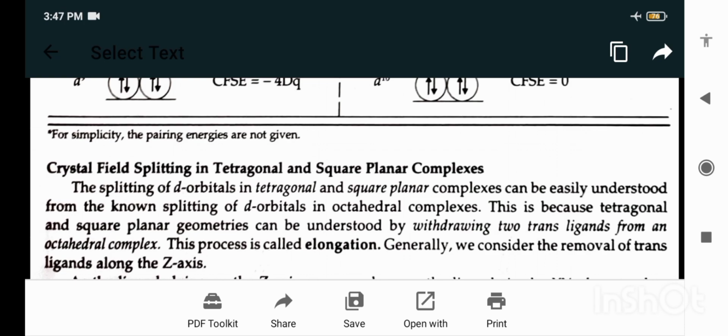The splitting of the d orbitals in the tetragonal and square planar complexes can be easily understood from the non-splitting of the d orbitals in the octahedral complexes. This is because tetragonal and square planar geometries can be understood by withdrawing two trans ligands from an octahedral complex. This process is called elongation. Generally, we consider the removal of trans ligands along the z-axis.